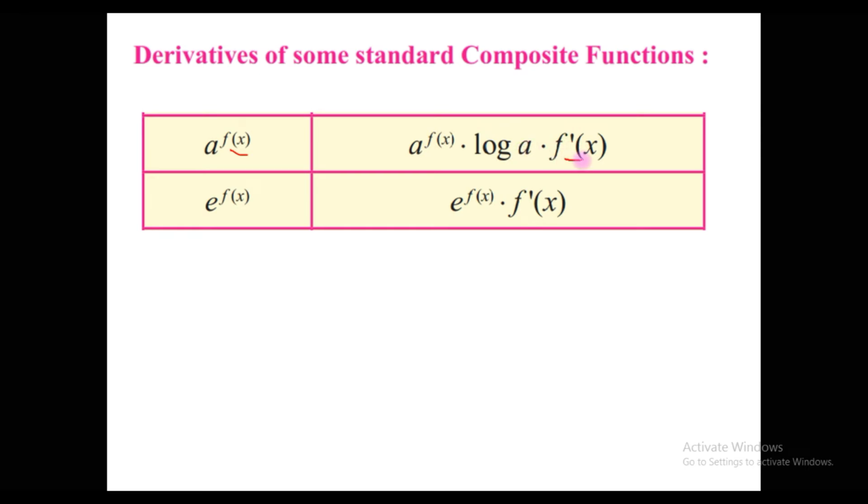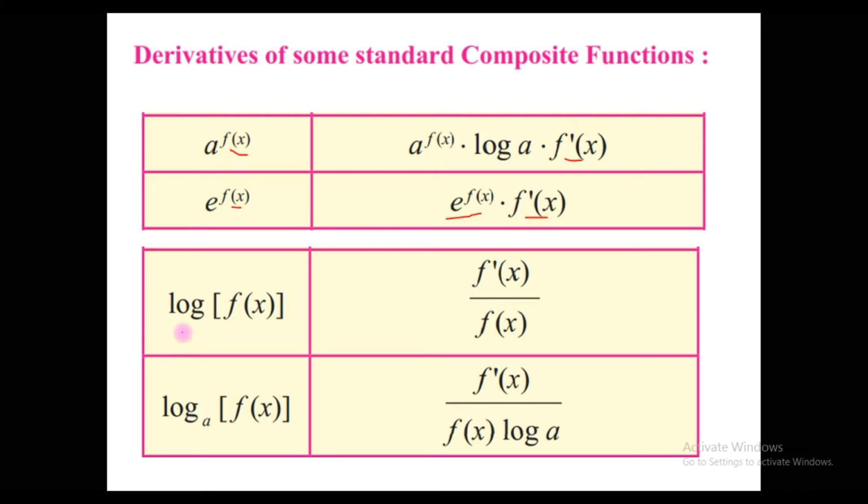Then we will multiply this by the derivative of the inner function. For e raised to f of x, this will be the same as e raised to f of x, but we have to multiply that by the derivative of the inner function. I am telling you again and again that we must not forget to multiply the term with this derivative of the inner function. If we forget to do so, then our answer will be wrong.